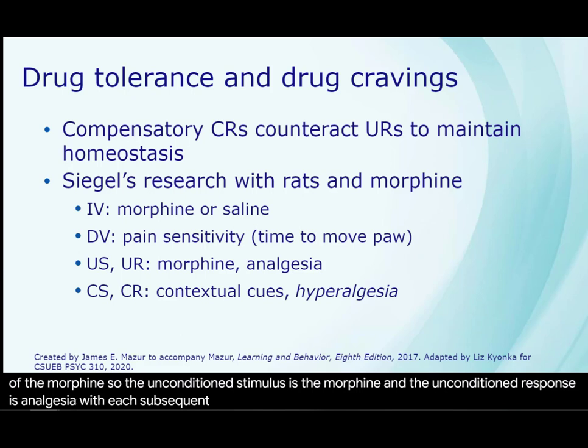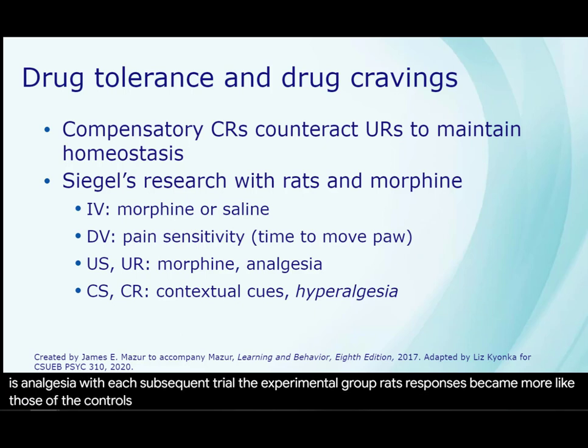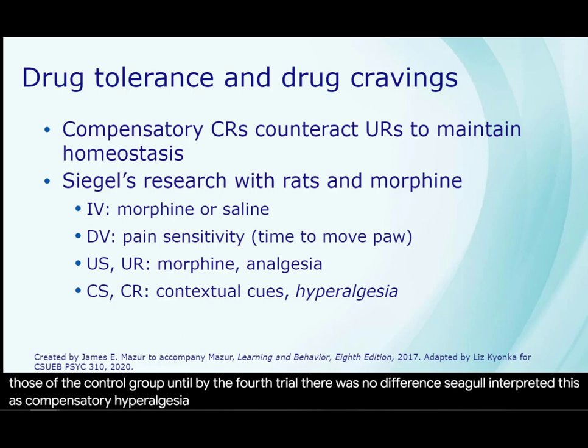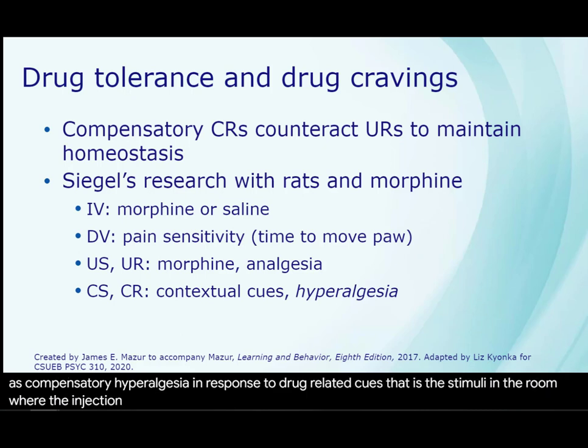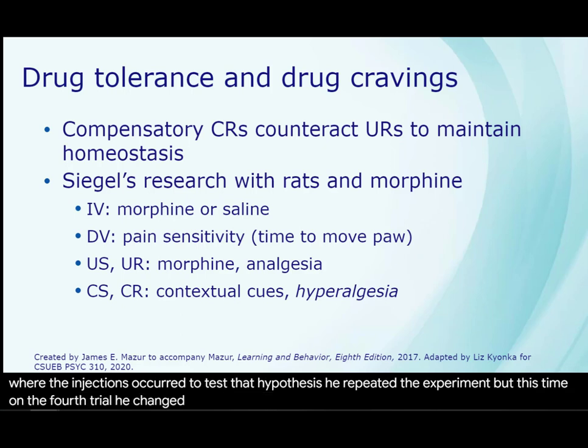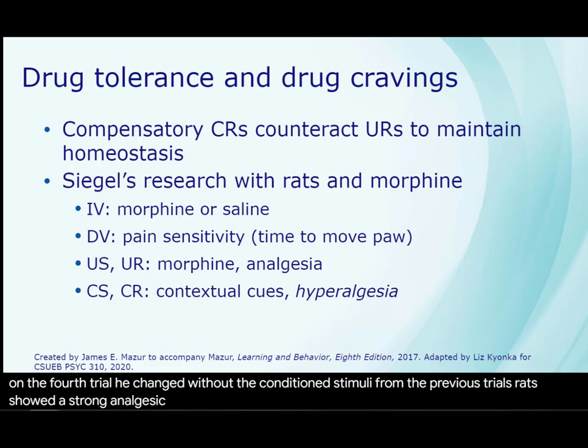With each subsequent trial, the experimental group rats' responses became more like those of the control group until, by the 4th trial, there was no difference. Siegel interpreted this as compensatory hyperalgesia in response to drug-related cues, that is, the stimuli in the room where the injections occurred. To test that hypothesis, he repeated the experiment, but this time, on the 4th trial, he changed the location where the injections occurred. Without the conditioned stimuli from the previous trials, rats showed a strong analgesic response to the morphine, similar to the first trial.